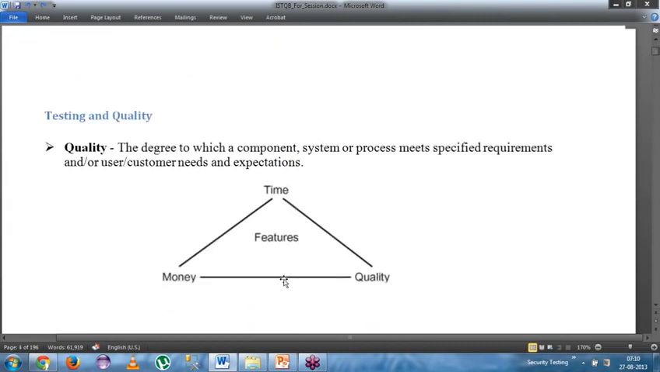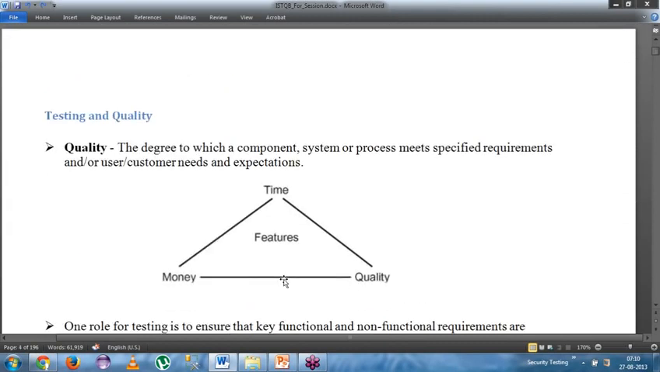So the next thing is testing and quality. What are all the factors that will drive you to the result? One is the time factor, the cost factor, and the quality factor. You can see the three vertices of the triangle. The final outcome is the feature. So how much time, money, and quality inputs you are putting in to bring up a better product. Quality depends on time as well as money. So the final feature depends on three factors, what the customer needs and what their expectations are.